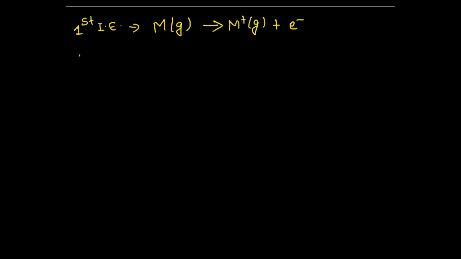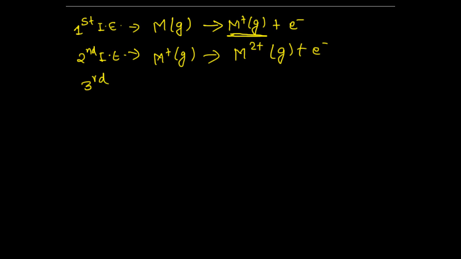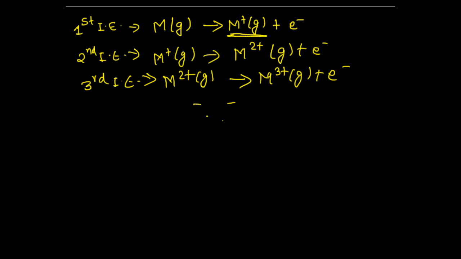Now second ionization energy. Second ionization energy means when the ion formed in the first case loses the next electron and forms a 2 plus ion, then it is called second ionization energy. So for third ionization energy, it must be M2 plus ion forming M3 plus ions and so on. So first ionization energy means forming 1 plus ion, second ionization energy means forming 2 plus ion, third ionization energy means forming 3 plus ion, and nth ionization energy means forming n plus ion.